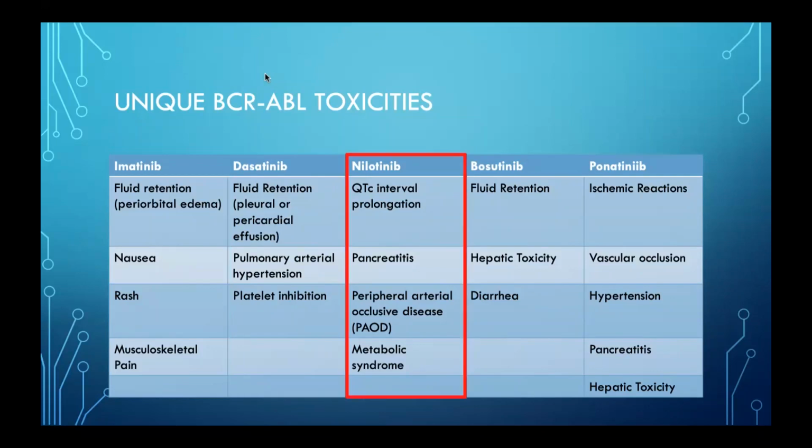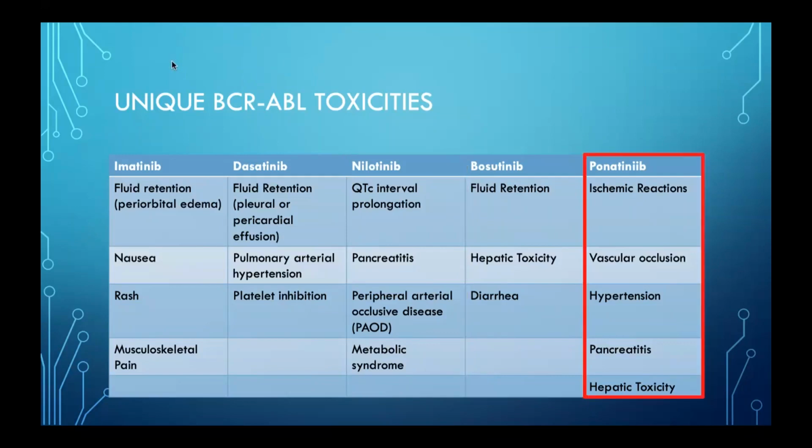For nilotinib, I kind of think of this as the cardiotoxic one, so QTc interval prolongation. So we're going to need that at baseline as well as after a patient starts therapy. We also have the potential for peripheral arterial occlusive disease as well as metabolic syndrome, and then pancreatitis in these patients as well. Bosutinib, we also have fluid retention as a potential side effect in addition to hepatic toxicity and diarrhea, probably why we have that one also being recommended to be administered with food.